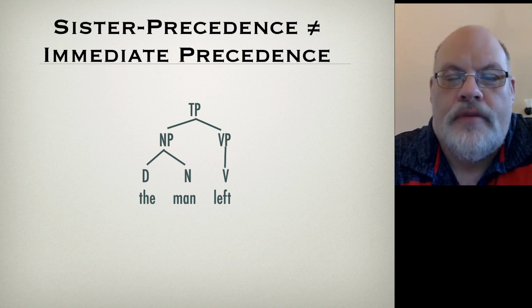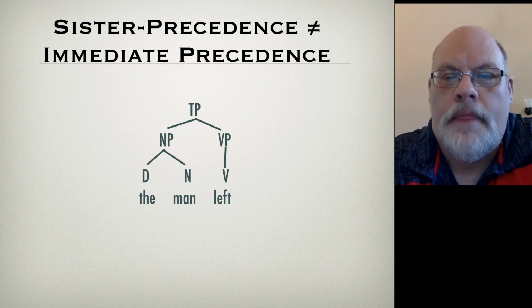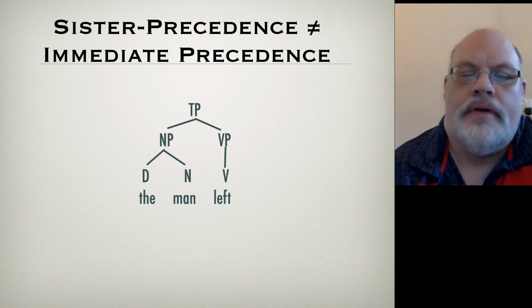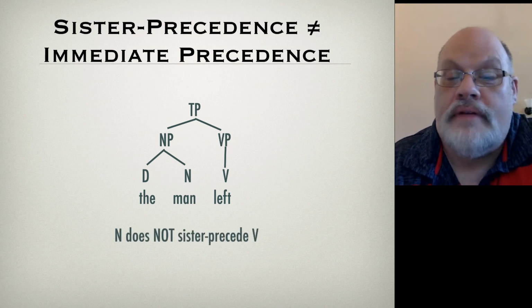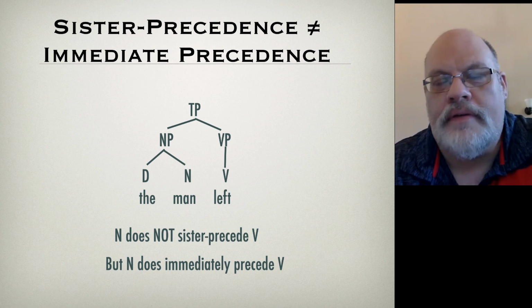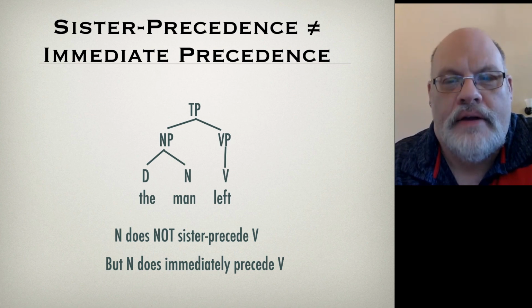So take the relationship between man and left in this tree, the noun and the verb. Here, the noun immediately precedes the verb. There's nothing in between them. But it is not the case that the noun sister precedes the verb, right? Because they don't share a mother. So the N does not sister precede the verb, but it does immediately precede it. So don't mix up those two relationships. Sister precedence and immediate precedence seem very similar, but they're not identical. So that's precedence.